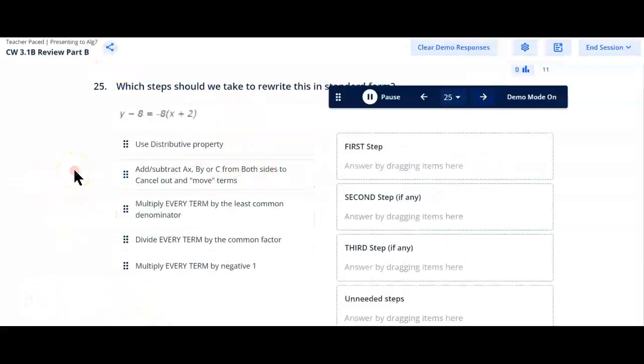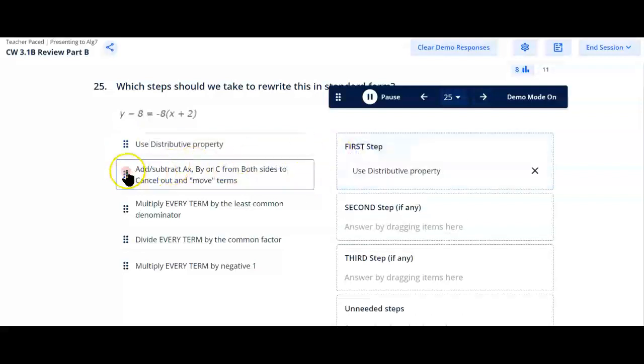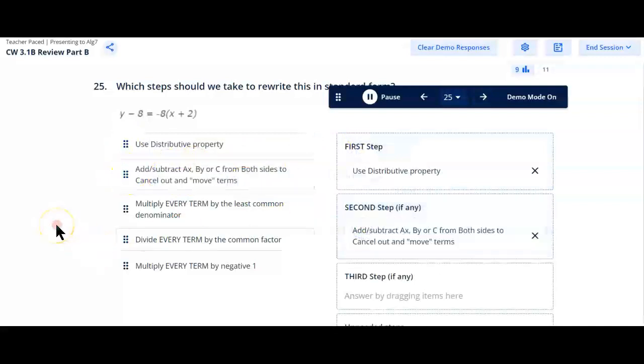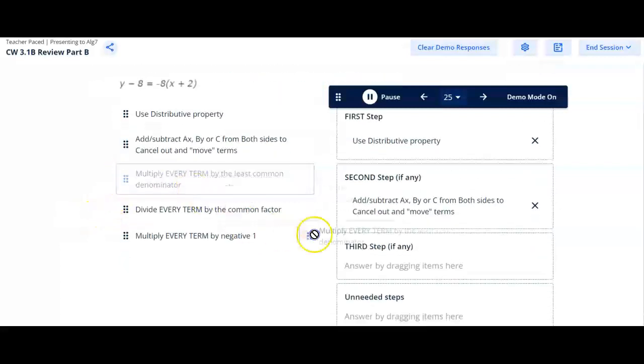Number 25. Do we need to use distributive property to get rid of parentheses? Yes. So that is our first step, using distributive property. Will we need to move terms? Yes. Now we have to think ahead. Well, no, not for this one. Will we have any fractions where we need to multiply by a least common denominator? No. So that's an unneeded step.